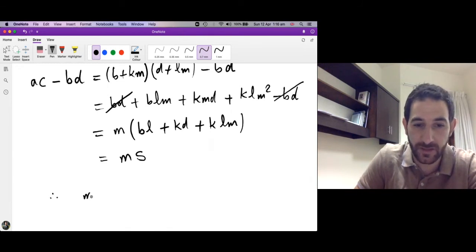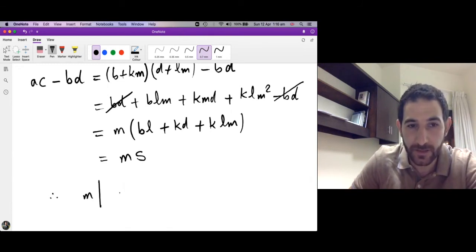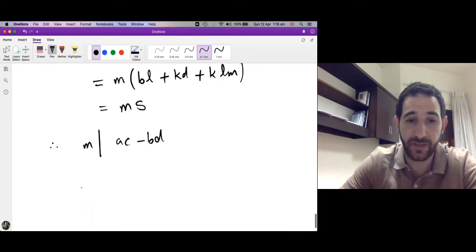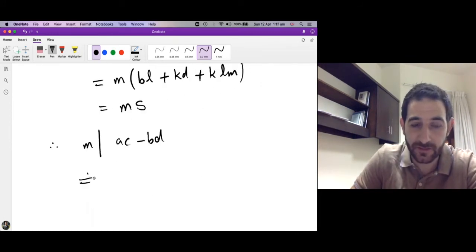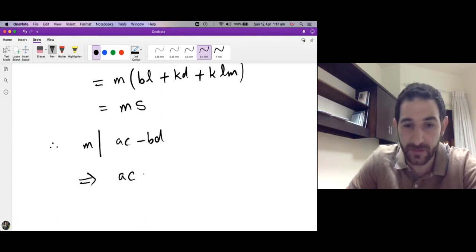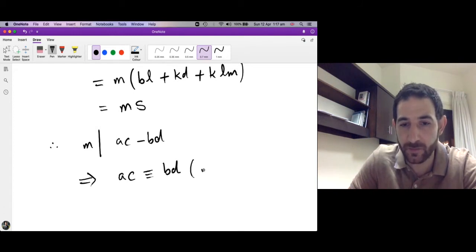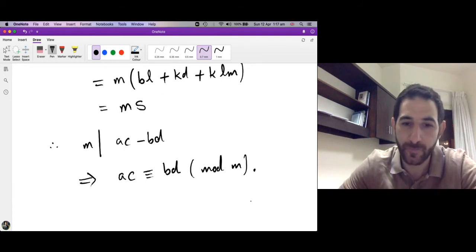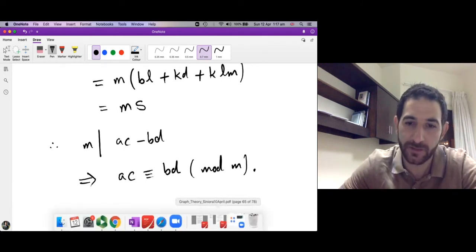So this means that m divides AC minus BD. But if m divides the difference of two integers, then by definition of congruence, the integers AC and BD are congruent modulo m. Okay, so we proved this property as well.